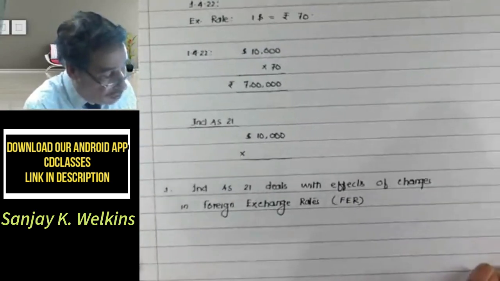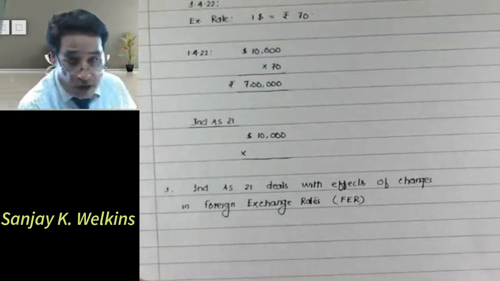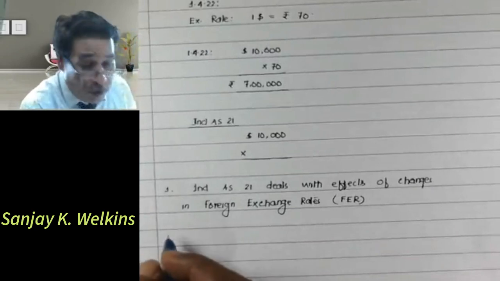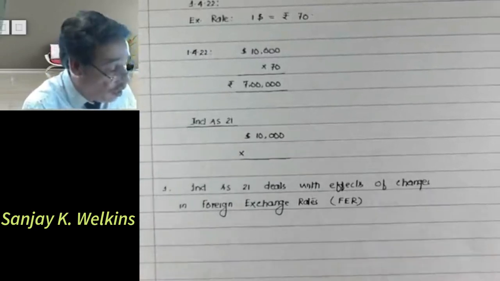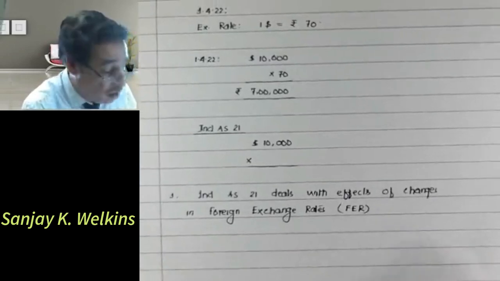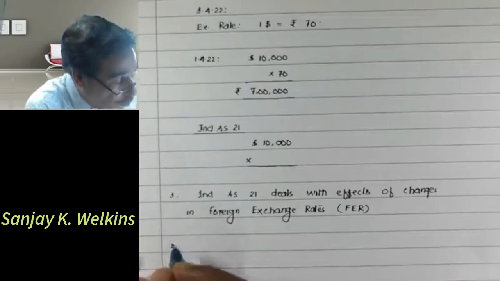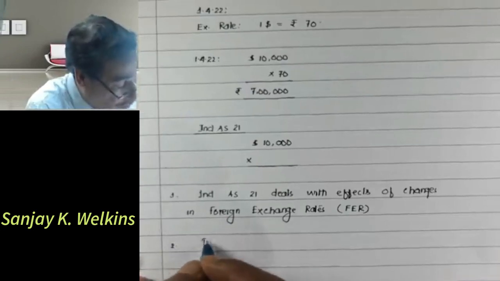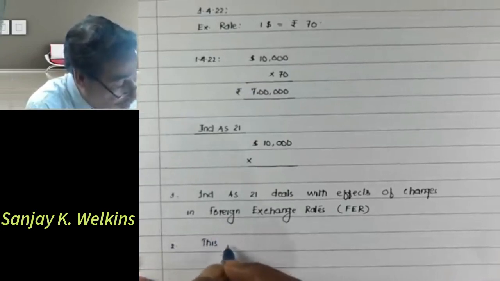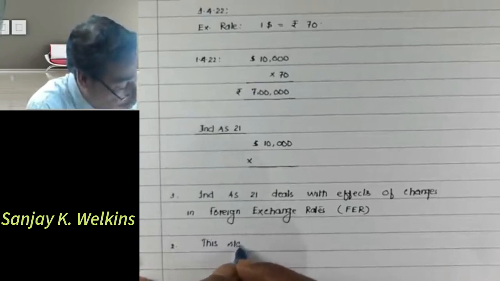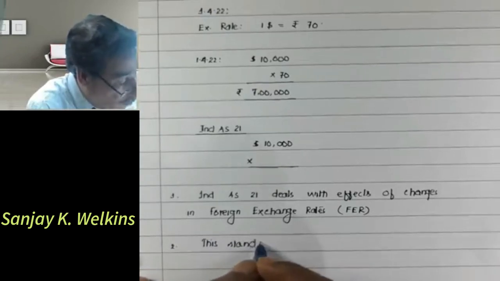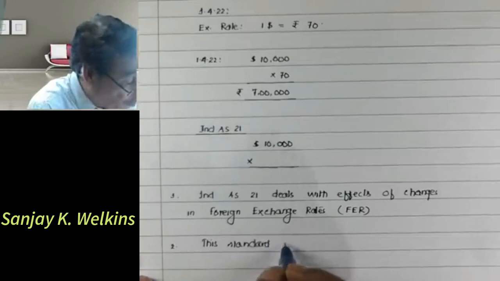Of course, this standard is applicable to any entity which is having foreign currency transactions. So if an entity is not having any foreign currency transaction, this particular standard cannot be applied. It is as simple as that. This is my point number two. I write: this standard is applicable.